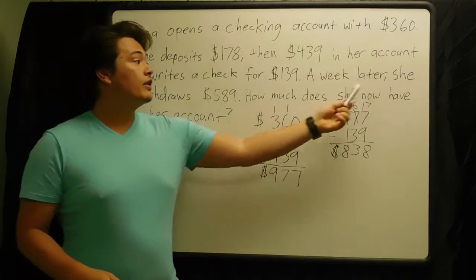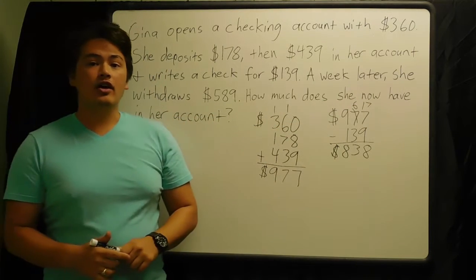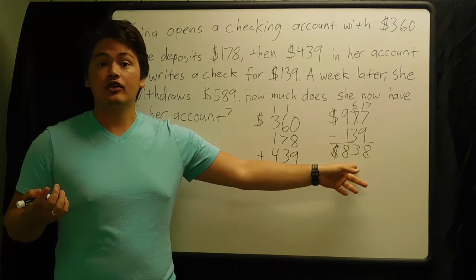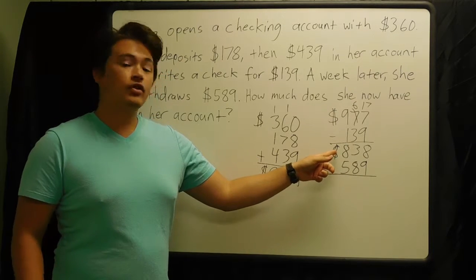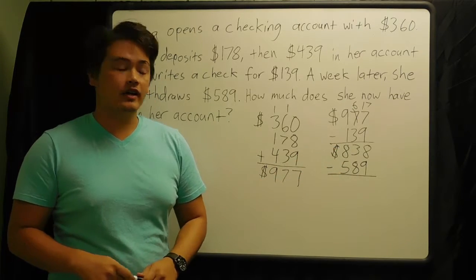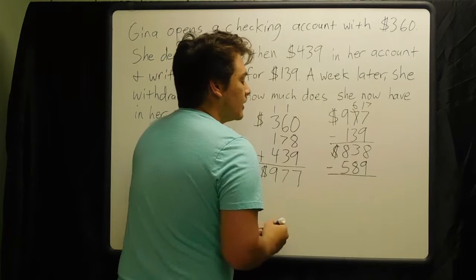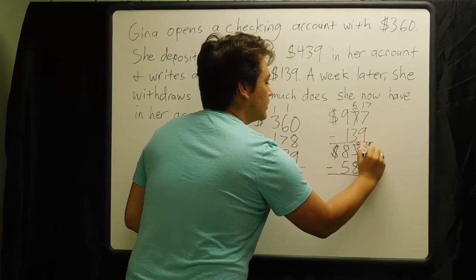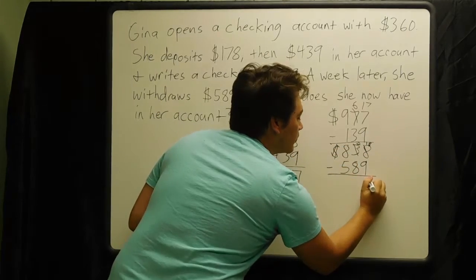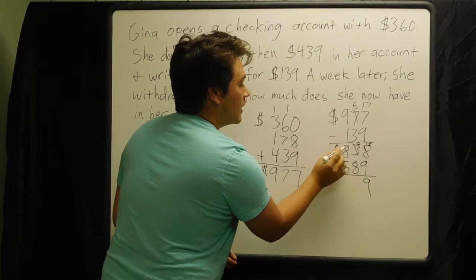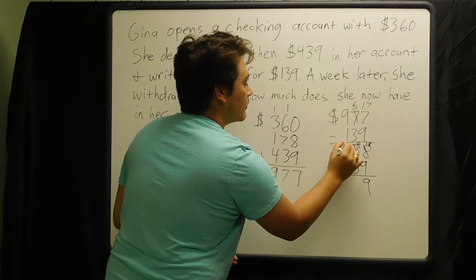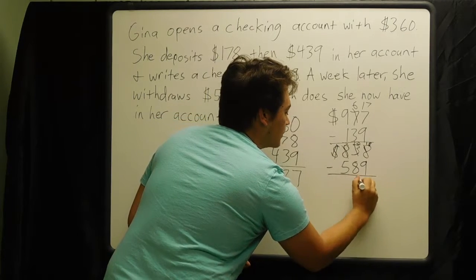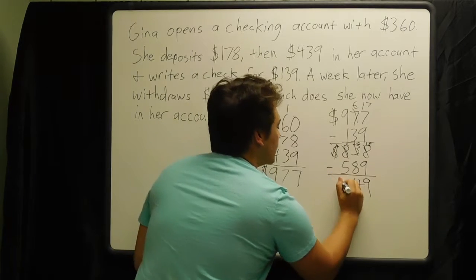So finally, a week later, she withdraws $589. She subtracted $589 from the amount that she has in her account. So $838 subtracted by 589 is going to give me 8 subtracted by 9. This 8 is going to borrow from this 3, making this a 2, and making this an 18. So 18 subtracted by 9 is going to give me 9. 2 subtracted by 8, this 2 is going to borrow from this 8, making this a 7, making this a 12. 12 subtracted by 8 is going to give me 4. And then 7 subtracted by 5 is going to give me 2.